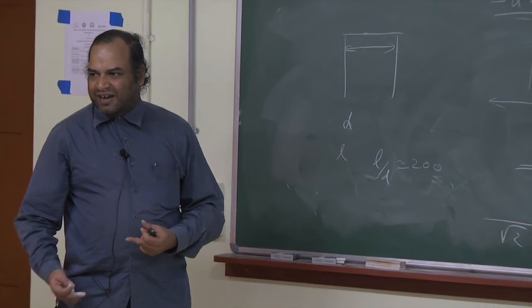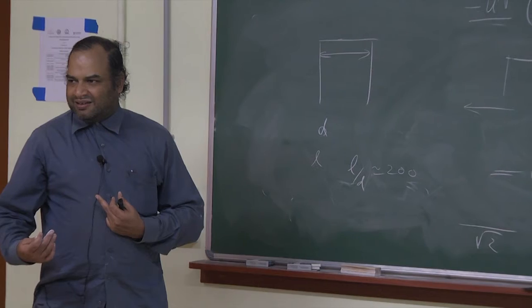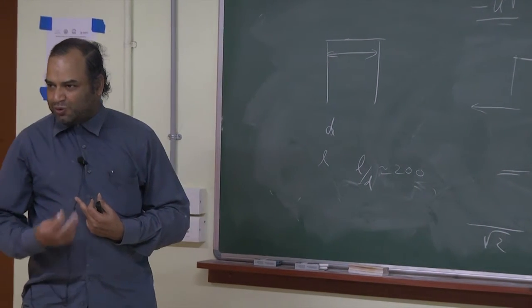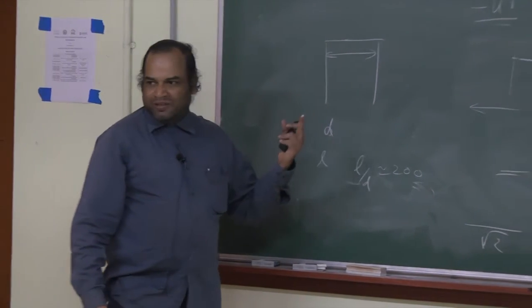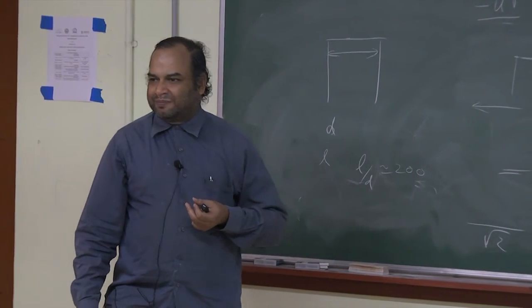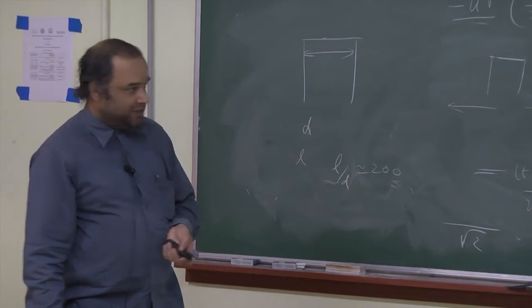For the same reason, you have a conflicting requirement here. When you go close to the wall, the L plus should also be less than 20. You want to capture that, otherwise you will not capture it.